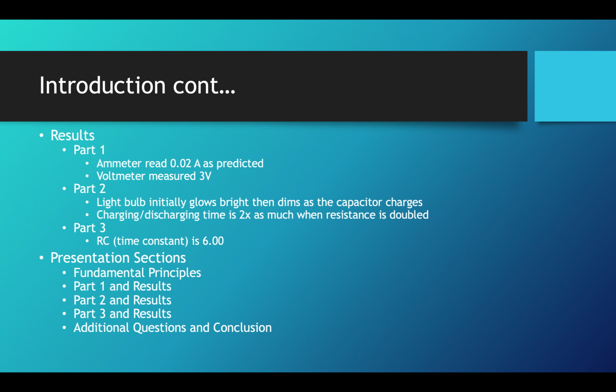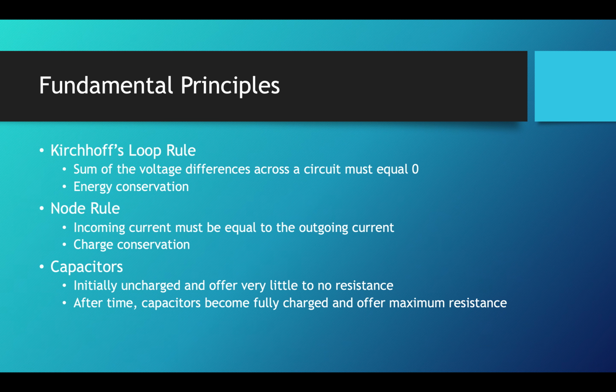In this presentation, I will cover the fundamental principles, all the parts of this lab, and the additional questions with a conclusion. The first fundamental principle for this lab is Kirchhoff's loop rule, which states that the sum of the voltage differences across a circuit must equal 0, which is energy conservation. Next, the node rule deals with charge conservation and states that the incoming current must be equal to the outgoing current. Finally, capacitors are devices that store electrical charge. They are initially uncharged and offer no resistance, but after time, they become fully charged and offer much resistance.